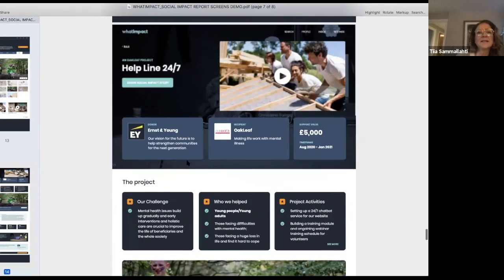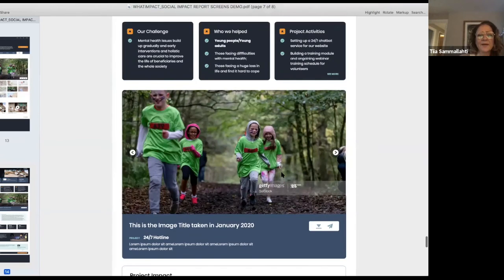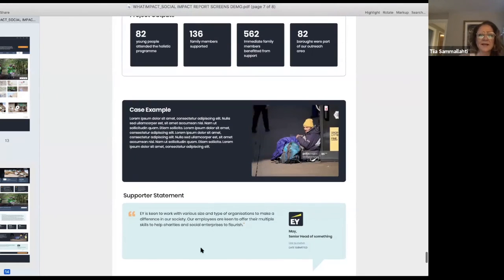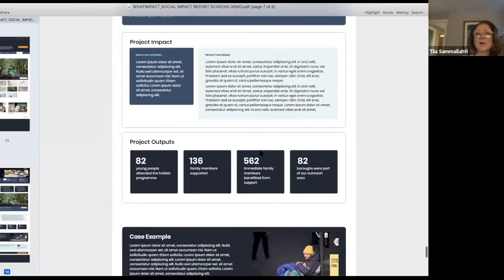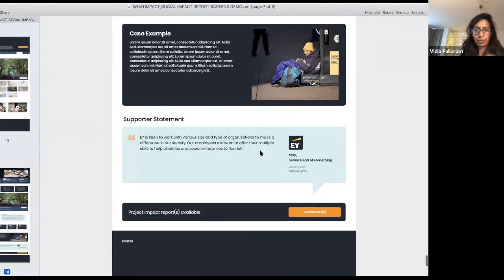And then this is now the short version of the impact report, which doesn't share all the details to the rest of the world, but this is the public view of the impact, which can be found on our website. So you can see that this project between these two parties, Ernst & Young here gave £5,000 worth of something, and the project details are here, an image, the impact of the project, and then certain output numbers and a case study and supporter statement. This would be the public view that any consumer, any site visitor could be seeing, and the rest of the report details are between those two parties, those admin people and those organizations.